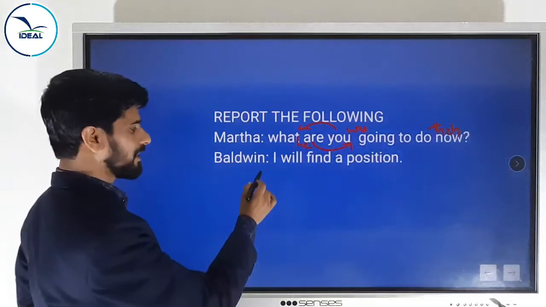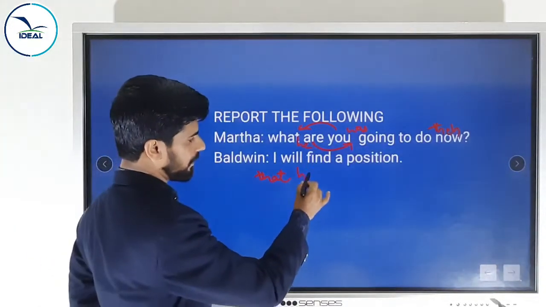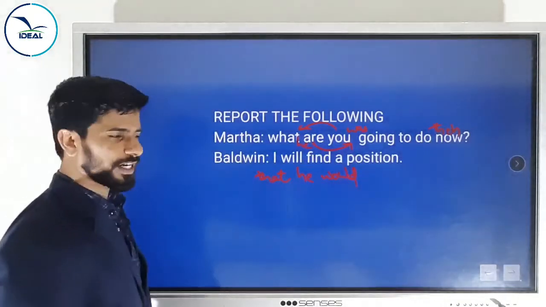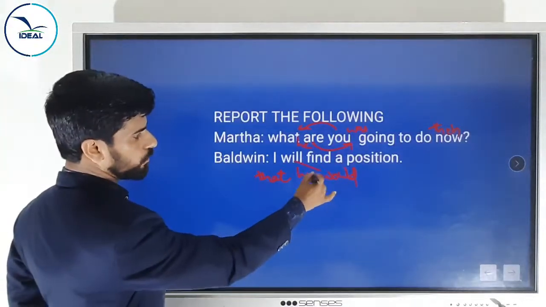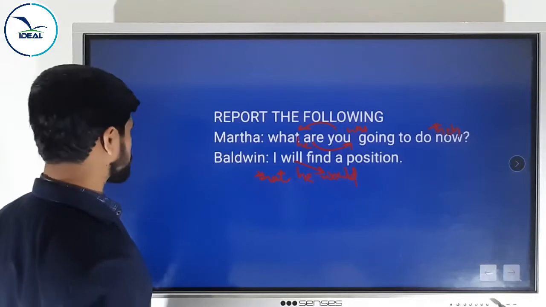Baldwin replied that I becomes he. He would find a position. He would find a position. Instead of will, we write would. Okay, this is how we convert. Okay then.